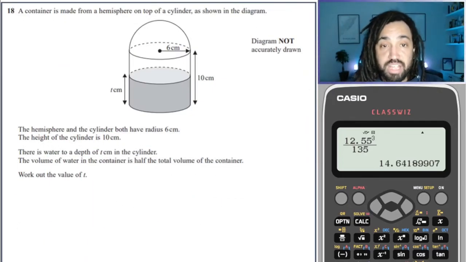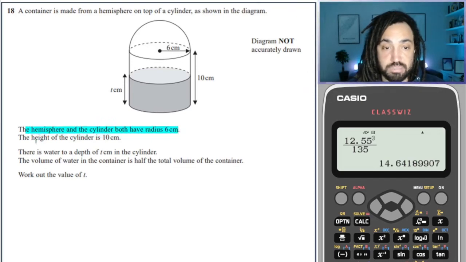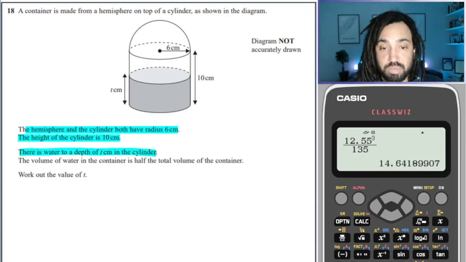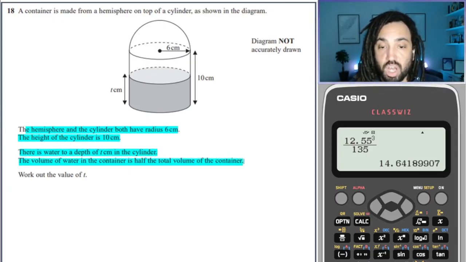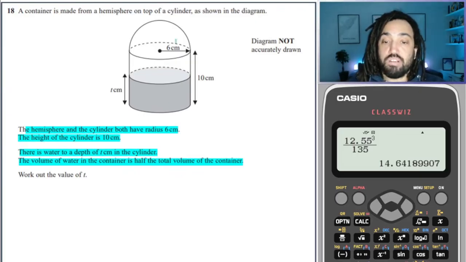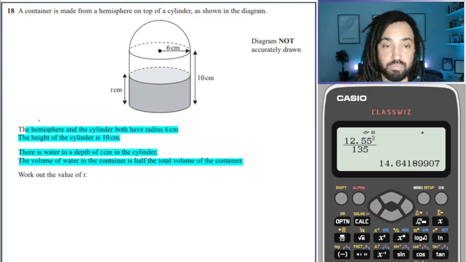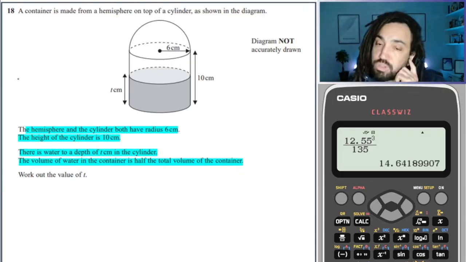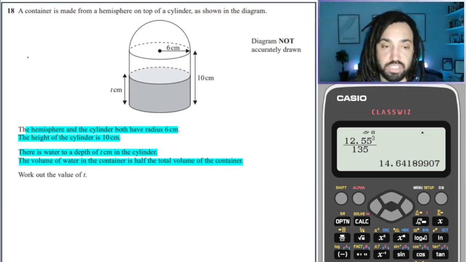Here we have a hemisphere on top of a cylinder, and it says that the hemisphere and cylinder both have a radius of 6 centimeters, fine, and the height of the cylinder is 10 centimeters, that's all on the diagram. The water is up to a depth of t centimeters inside the cylinder, and the volume of water in the container is half the total volume of the container. Okay, so we need to find the total volume of the container first.